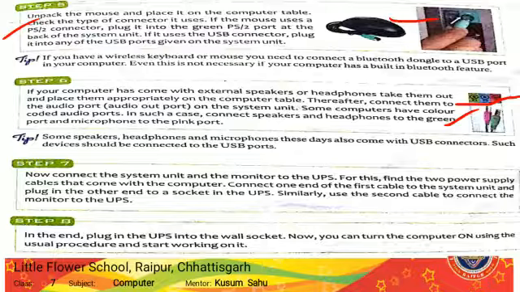Now come to the next step, that in the end plug in the UPS into the wall socket or power supply. Now you can turn on your computer. So here are all the steps of the computer. First of all, you have to unpack your monitor and other system units, then first you have to connect your monitor with the system unit or CPU box, then connect your keyboard, mouse, speakers, etc. After that you have to connect with the power supply or UPS box. Now your system is ready to use.